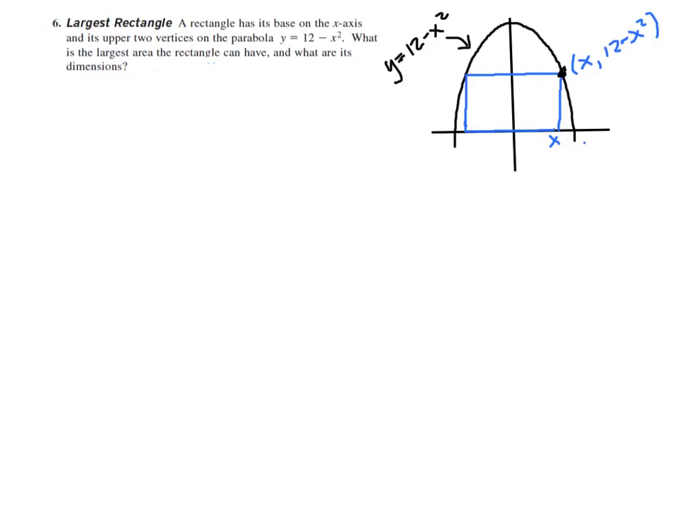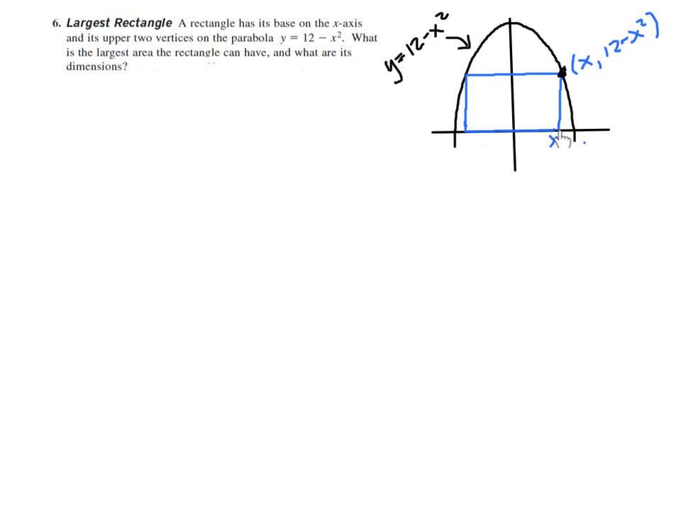So we have our picture here, and we are going to let x be the distance from the origin out to one side of the rectangle. We've made the rectangle symmetric in terms of the y-axis so that we have equal amounts on each side. And so this coordinate would be x, this coordinate would be negative x.